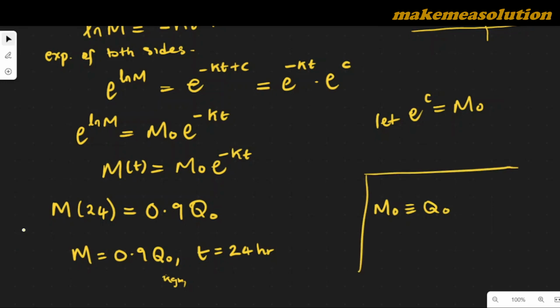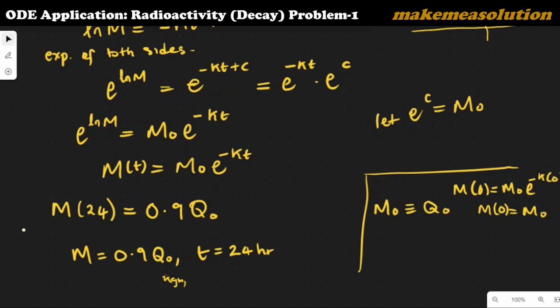Or if you want to solve it the normal way, let me just prove that m naught is q naught. The initial condition is m of 0 is equal to m naught exponential minus k times 0. So we have m of 0 is equal to m naught. And according to what they gave us in the question, initially the mass is q naught. So m of 0 is actually q naught. So m naught and q naught are the same. Anytime you say something of 0, that is your initial value, and we just use an m subscript naught or a q subscript naught to represent our initial values.